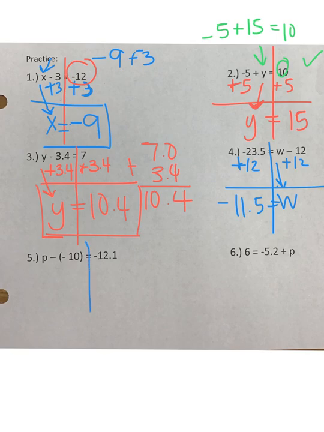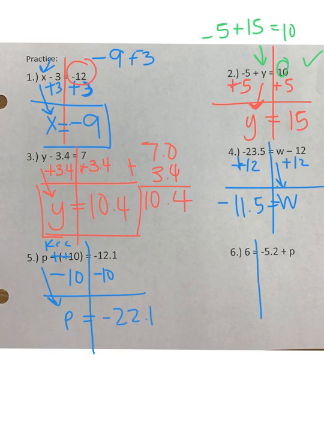For number 5, okay, I would do keep change here first, because that helps you see that you need to subtract 10 to both sides. Okay, bring down your p, and negative 12 1/10 minus 10 would give you negative 22 1/10.